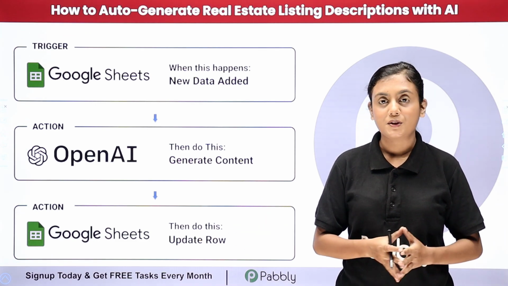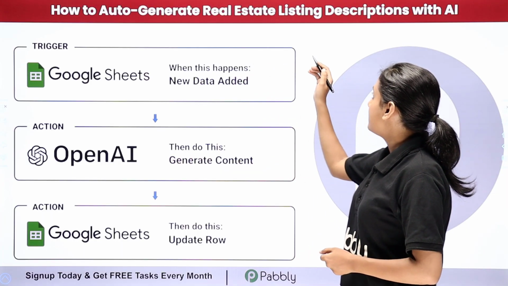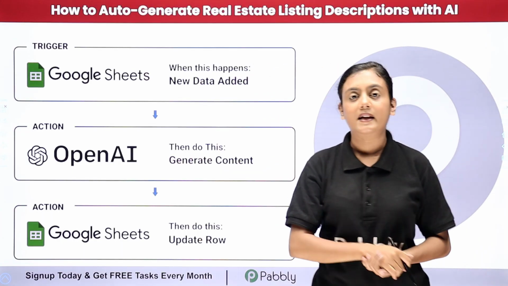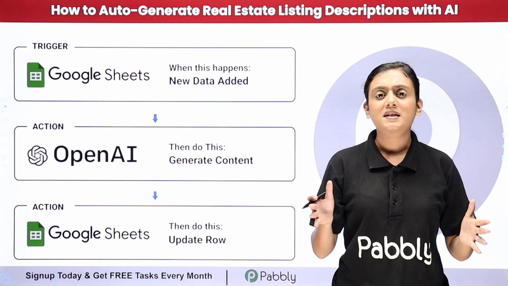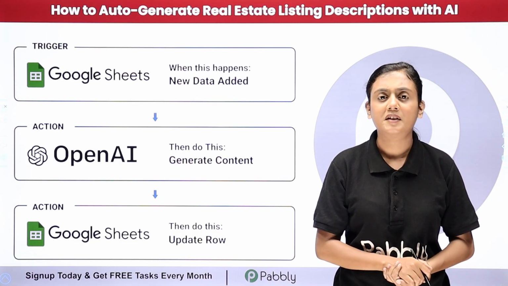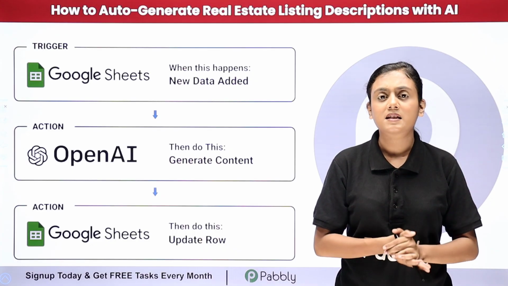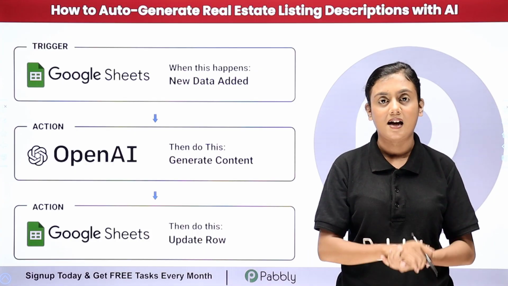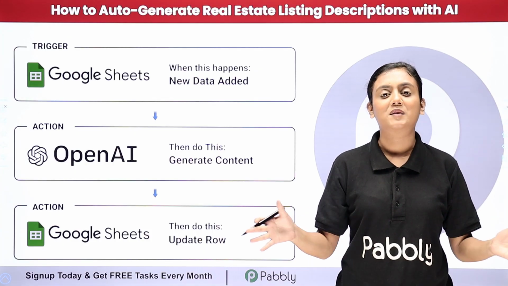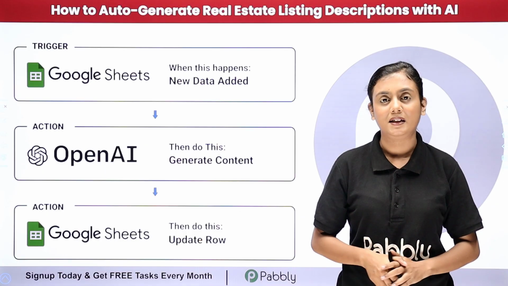In this video, we are going to learn how to auto-generate real estate listing descriptions with AI. I'm an owner of a real estate agency business and I receive a lot of new property listings every single day. Creating the description for each and every listing manually is a very time consuming and hectic task. So to solve this problem, I have created an AI agent using Pabbly Connect.